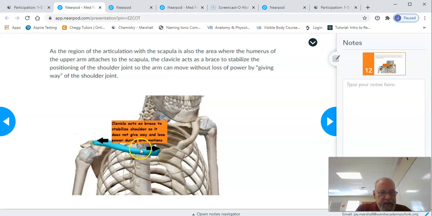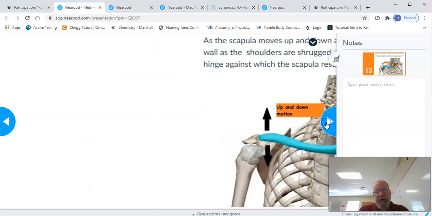So if I tighten muscles along the clavicle here and brace this clavicle against the sternum, then the shoulder, the scapula, can also become braced, and movements of the arm will be a lot more effective. They'll not give way as you push with the shoulder, unless your muscles are excessively weak. So this is the idea of a brace. That's one function we have for the clavicle.